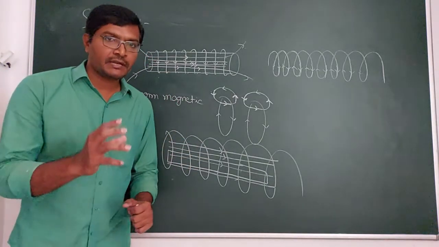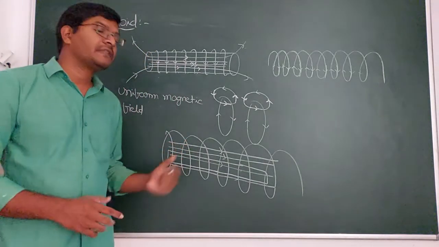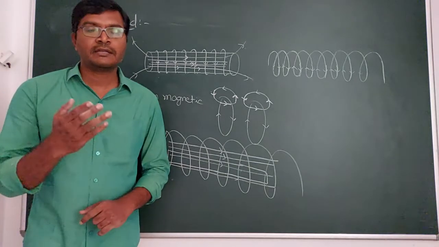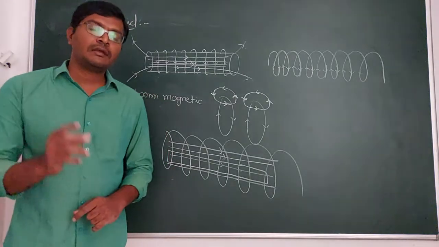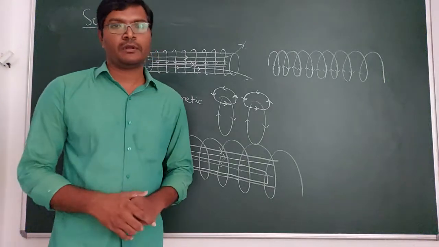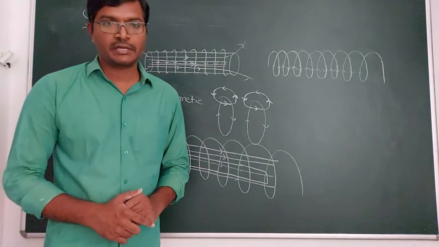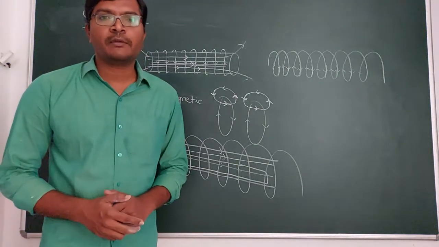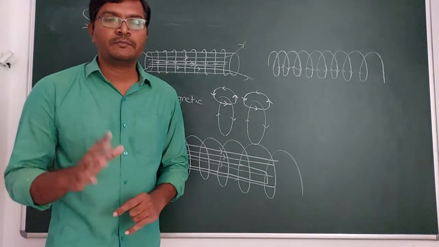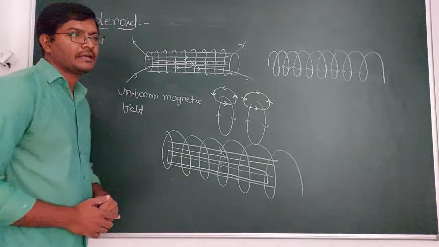If you use a soft iron core, it becomes a temporary magnet. Temporary magnet means if you switch off the current, the magnetism in the iron core becomes zero. In place of soft iron core, if you use a hard iron core or rods like nickel steel, then you can make them permanent magnets. Even if you switch off the current, the magnetism does not go away and stays permanent. This is how we can make electromagnets.